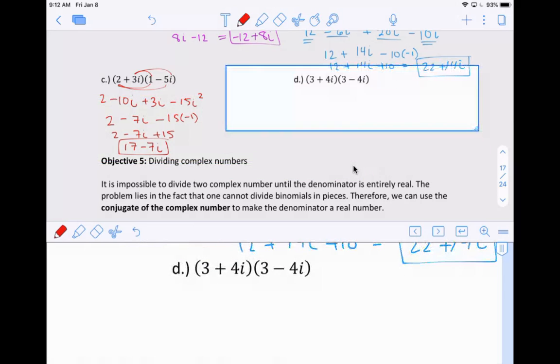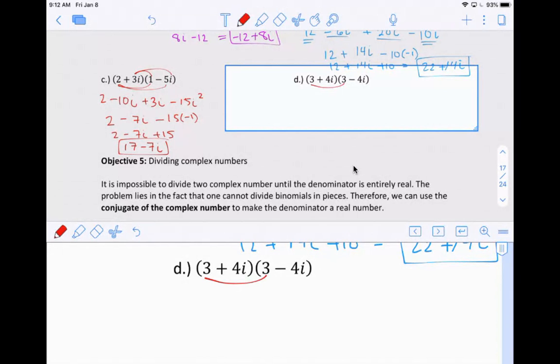All right, this last one here is going to operate the same way, but it's going to be a cool introduction to the next idea. If you remember, these two are considered conjugates of each other. That's a vocab word from way back when. Conjugates, meaning they have the exact same pieces, but the sign in the middle is swapped. Here in a multiplication problem, it's just something funny that happens. So we go ahead and multiply. You've got 3 times 3 is 9. 3 times negative 4i would be negative 12i. 4i times 3 would be a positive 12i. And you get a negative 16i squared out of the last two.